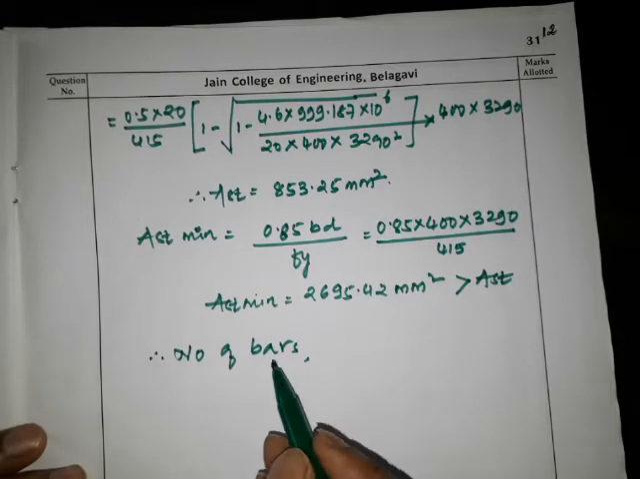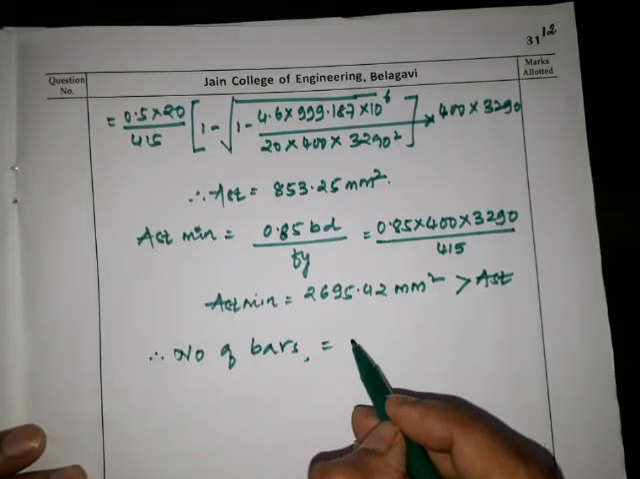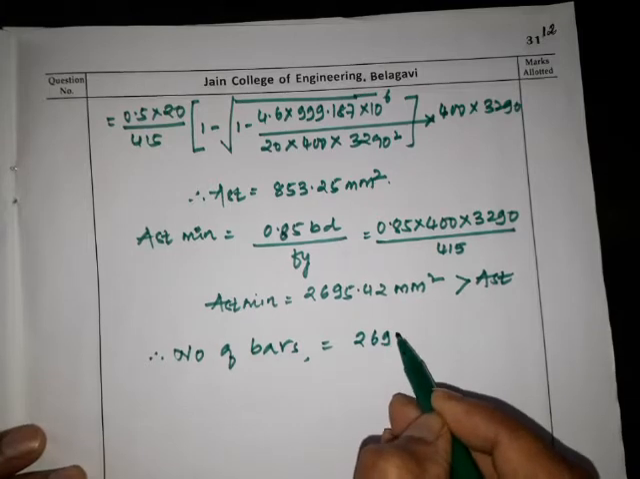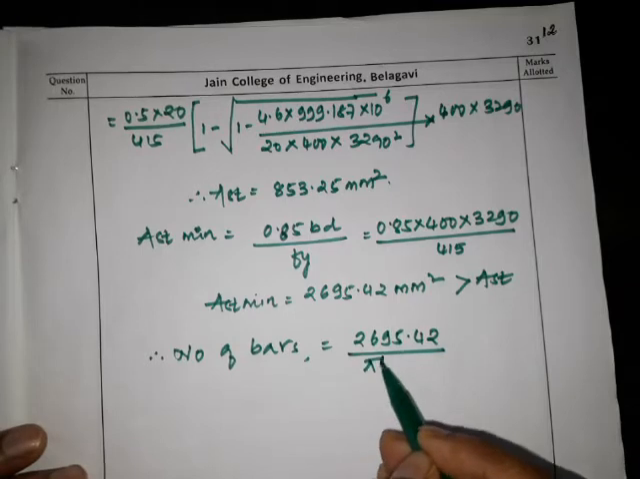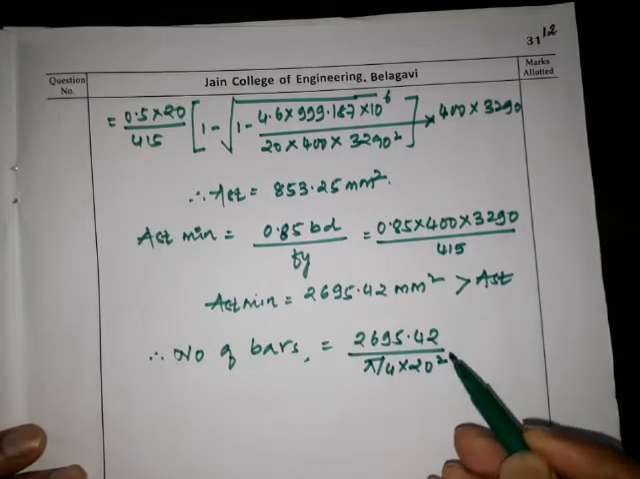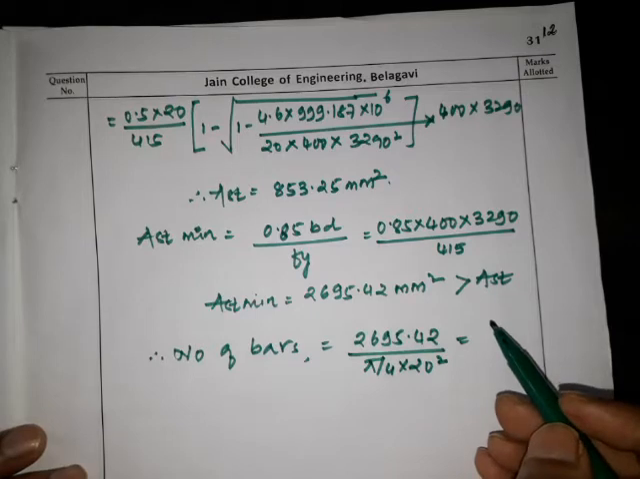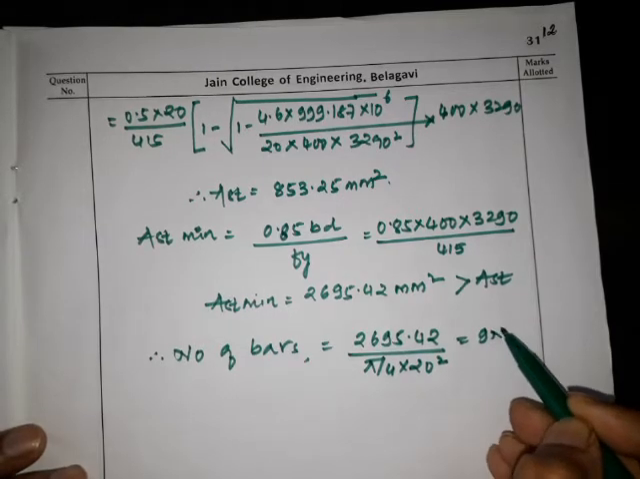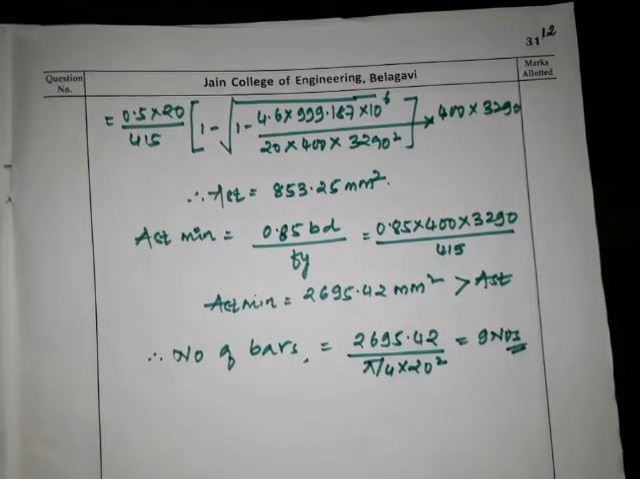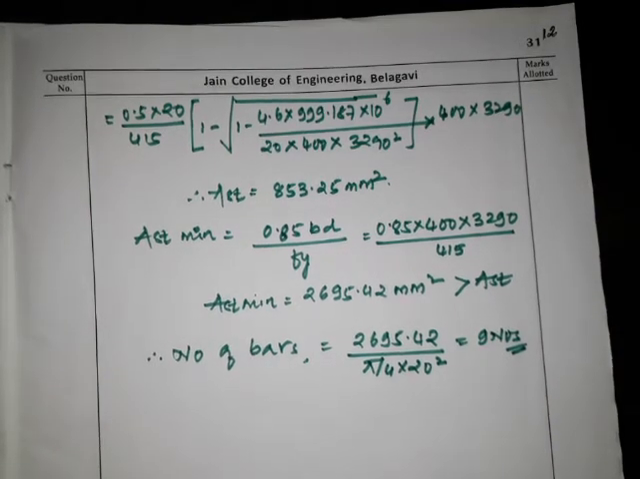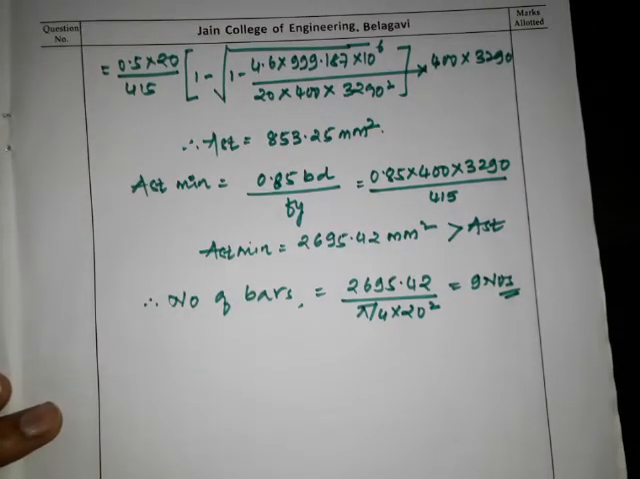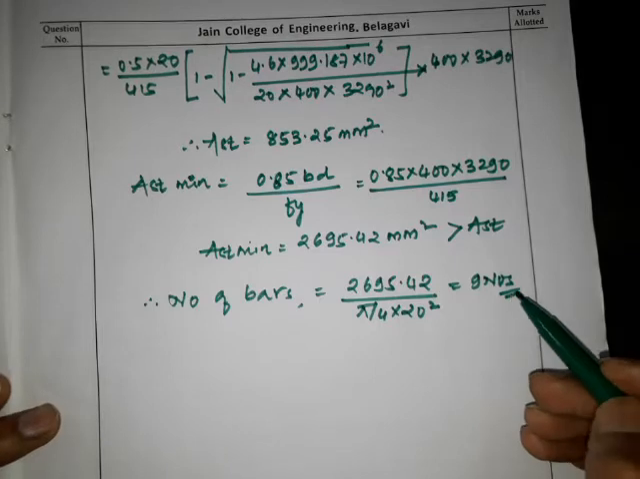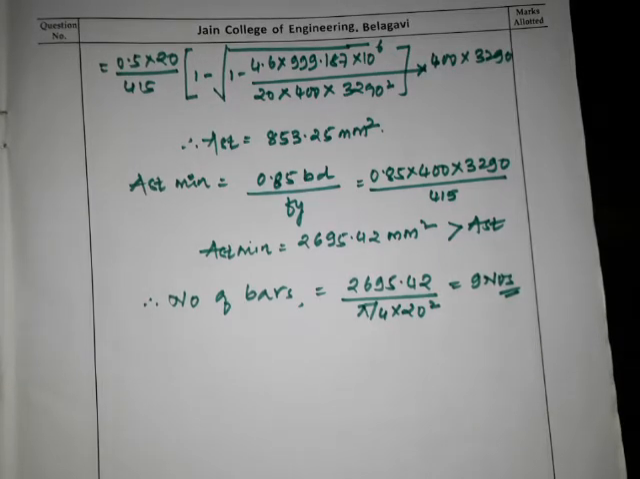So how do you get that? That is the Ast, 2695.42 divided by, assuming a 20 dia bar, so we get this as 9 numbers. Okay. So here you have to provide 9 bars as Ast in the counterfort.